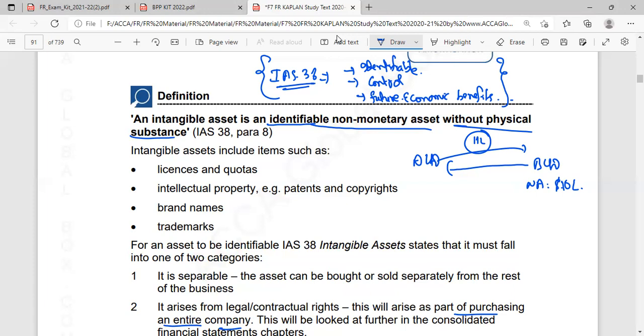If it is separable, the asset can be bought or sold separately from the rest of the business. For example, a franchise is an intangible asset, and a patent is an intangible asset. When we say it is separable, it is capable of being separated from the rest of the business, and capable of being sold, transferred, licensed, rented, or exchanged, either individually or along with related contracts or other assets. Then we say it is separable in nature. And coming to the contractual, it arises from contractual or other legal rights.